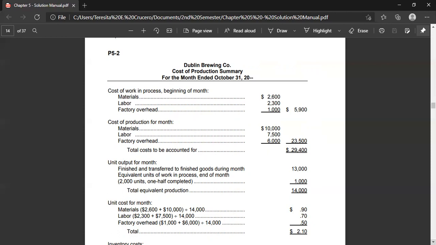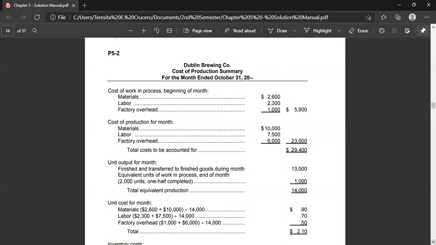As given, 13,000 units were finished and transferred to the stock room. Then we are going to add the equivalent production of the work in process at the end. So we have now 2,000 units, but only one half completed. So we multiply 2,000 units times one half. So that gives us 1,000, the total equivalent production of 14,000 units.